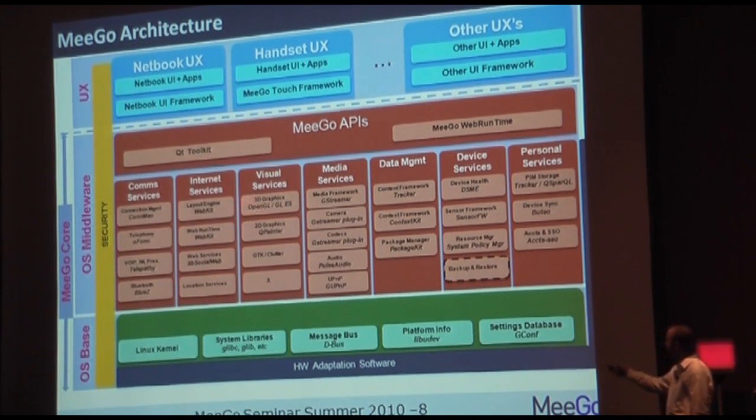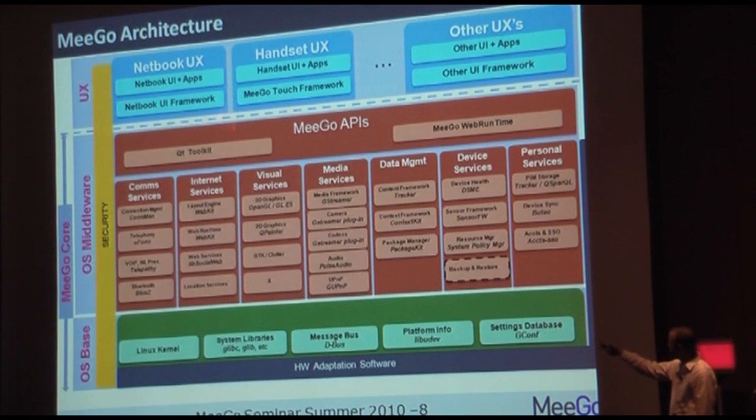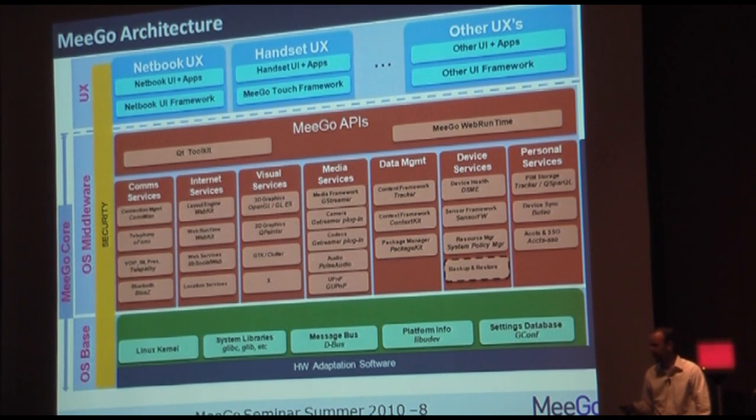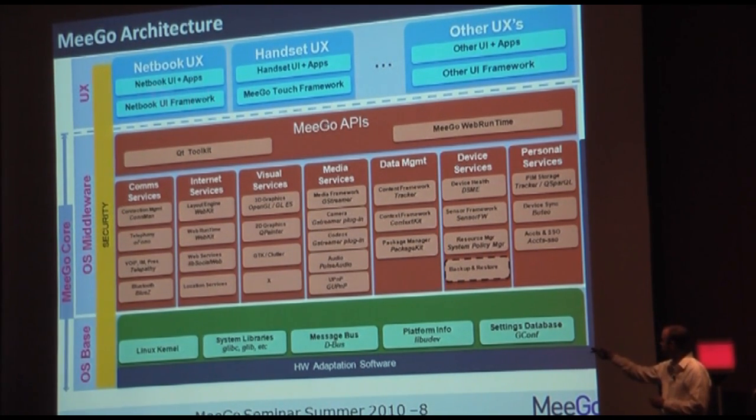And then last comment on this slide is, as I mentioned in compliance, for each of the verticals, there can be some specific UI frameworks that are unique to that vertical. So for example, Netbook has a specific UI framework. Handset uses the MeeGo Touch framework.